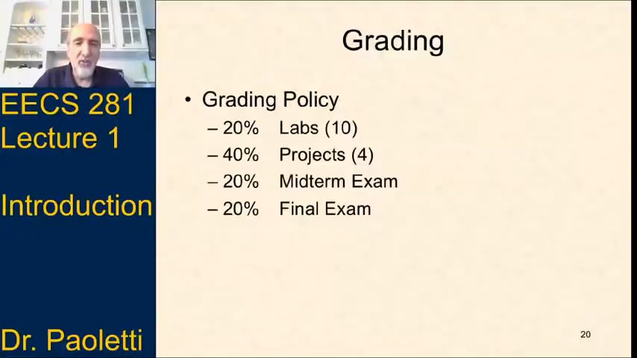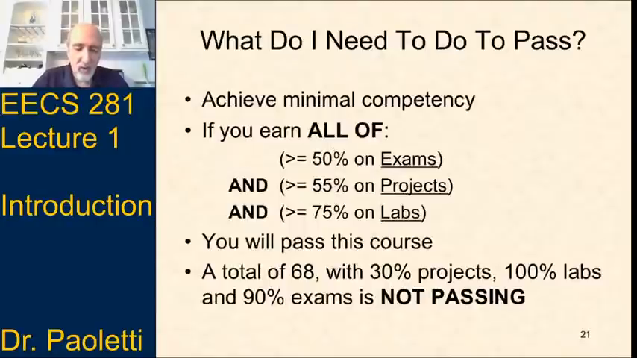Grading: the labs are 20%, the 4 projects are 40%, and the midterm and the final are 20% each. What do you need to do to pass this class? You need to do all of the following. I shouldn't say it that way, that's a slight misstatement. If you do these, you will pass. If you get greater than or equal to 50% on exams, greater than or equal to 55% on the projects, and greater than or equal to 75% on labs, you will pass no matter what happens. If the exam was too easy, that exam bar is not moving up. That was our fault. If the exams were too hard, this number might go down, and we will announce that.